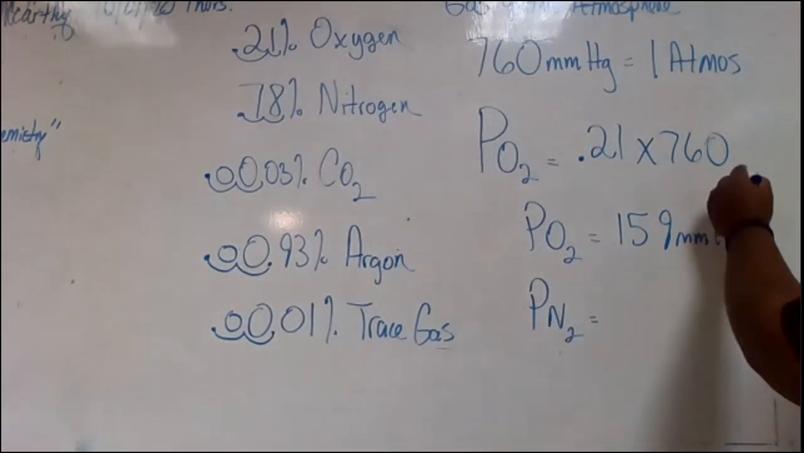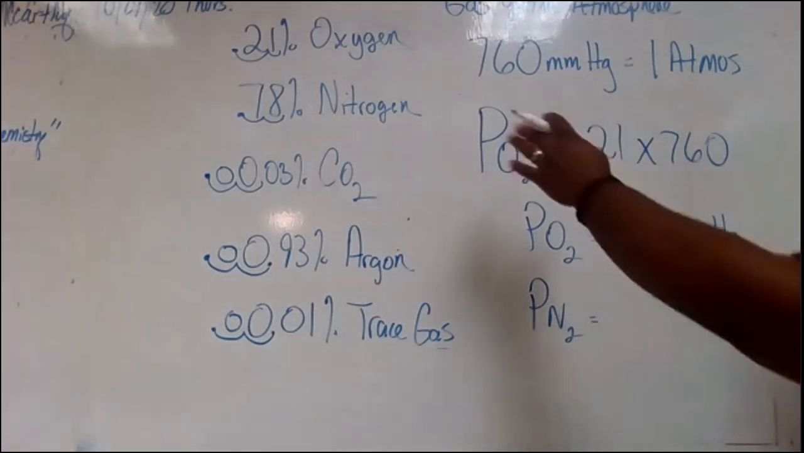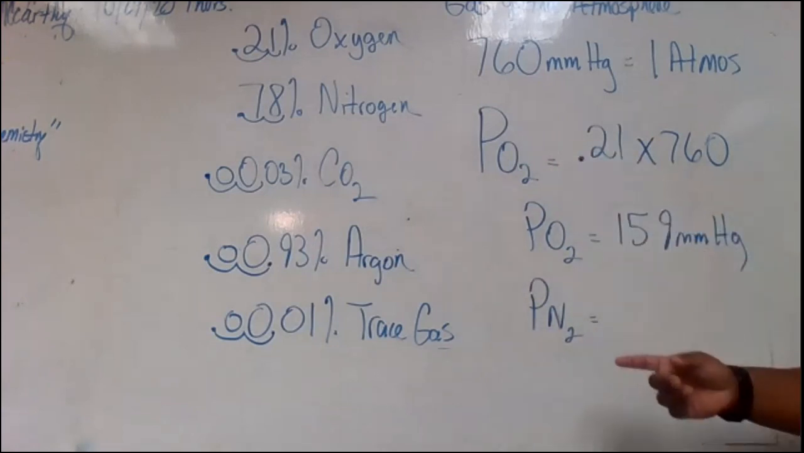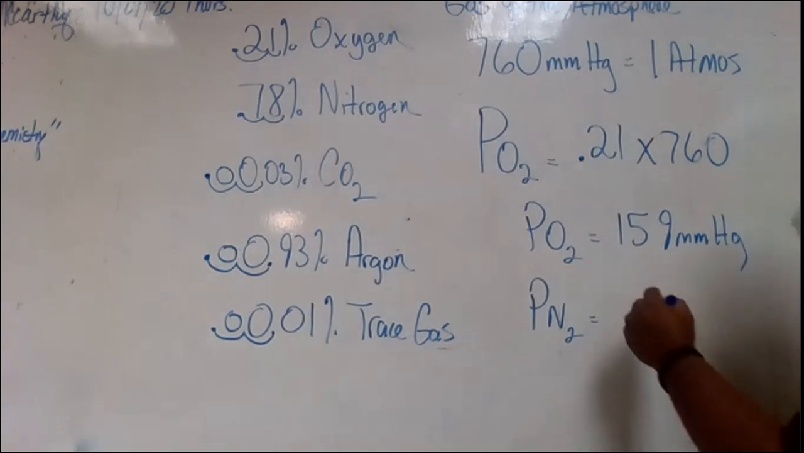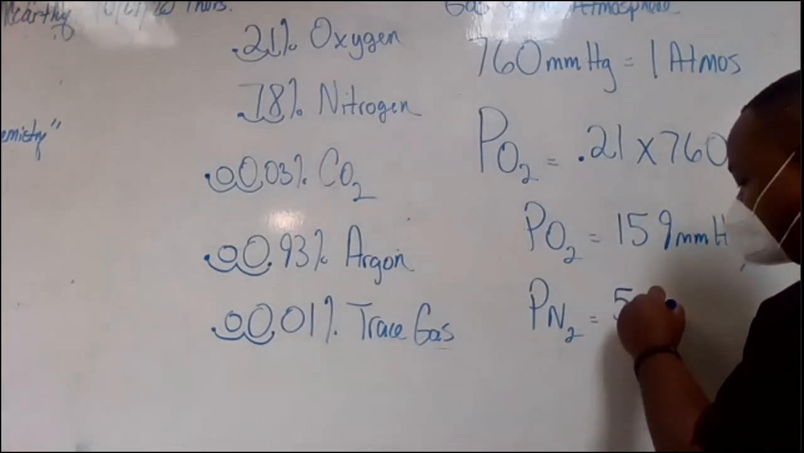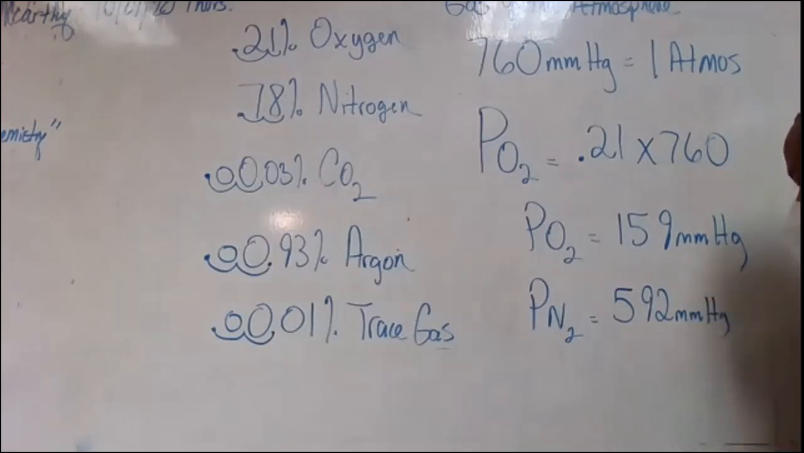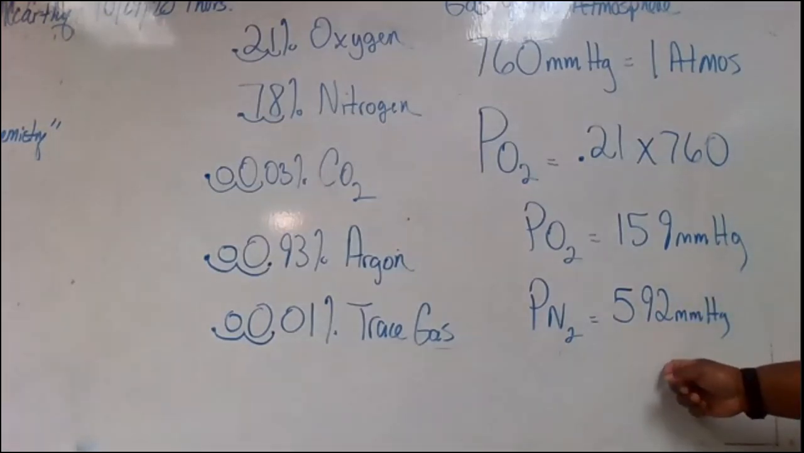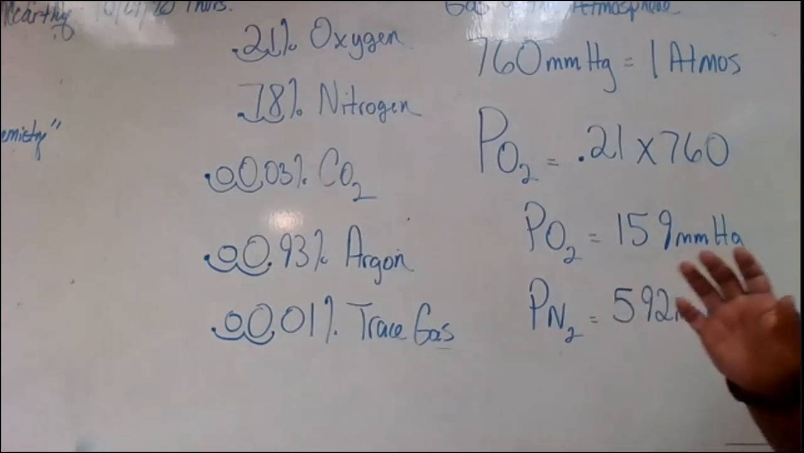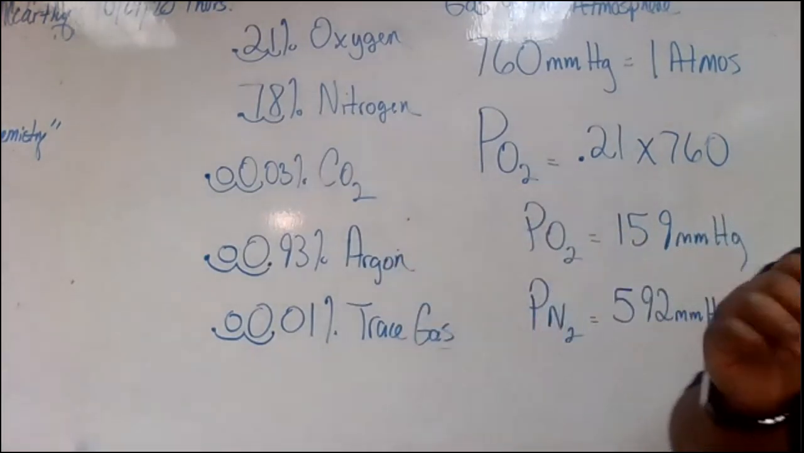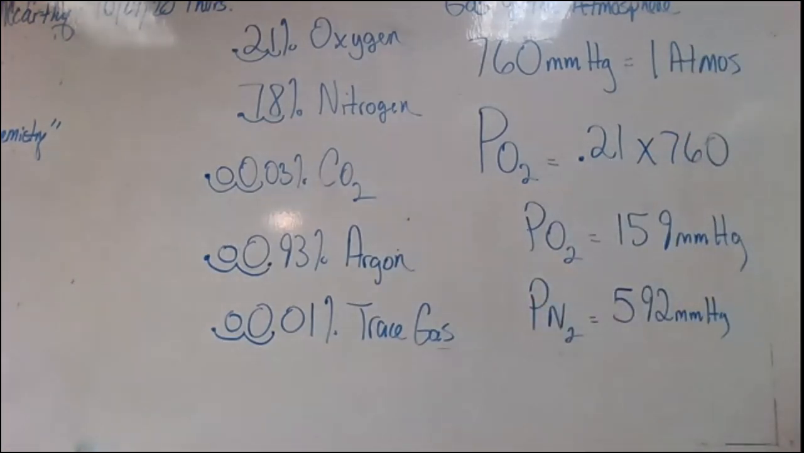This is the formula here. You have to do whatever you're looking for times 760. So we've already made nitrogen a decimal. So what would nitrogen be? 592 millimeters of mercury. See how much stronger nitrogen is? Nitrogen exerts way more pressure than oxygen. And you're going to learn later why that is so. Okay? It's not a mistake.